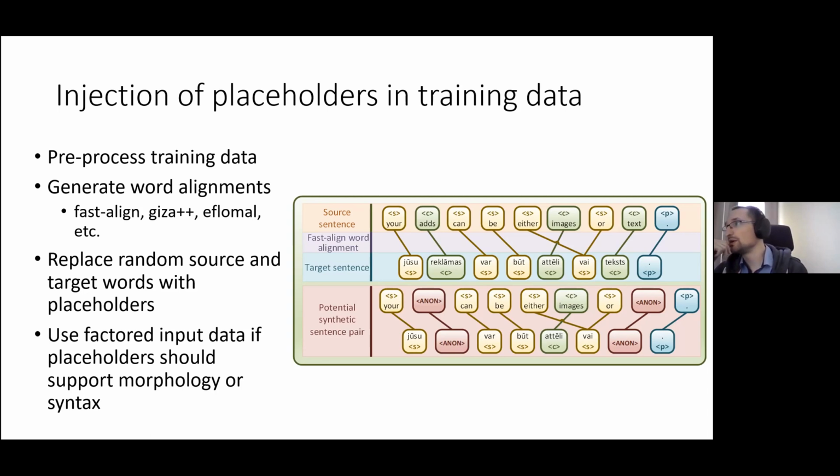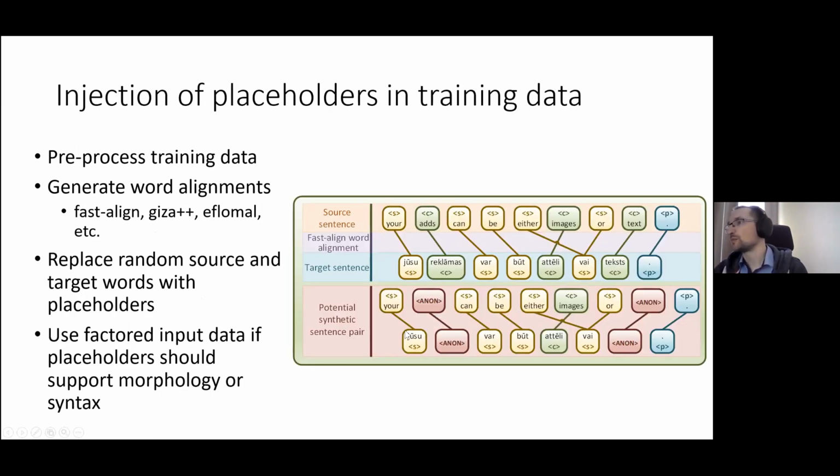And if we would require to add anonymized placeholders with metadata, we would also add that metadata as factors next to the anonymized identifier. So the anon token that is visible here in the picture.